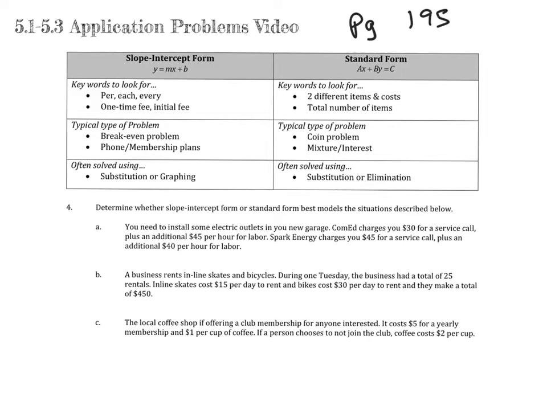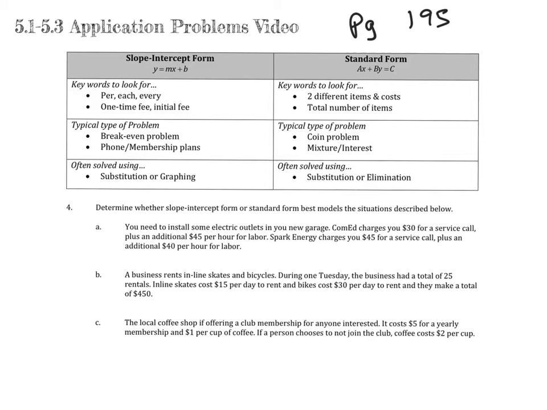So on this page 195, we've got a little table at the top that talks about some application problems and some keywords and some key ideas to think about. So when we're doing application problems for systems, we're usually going to write an equation in one of two forms, either slope-intercept form, so we'll write something that goes y equals mx plus b, or standard form. So we'll write something that goes ax plus by equals c. And this is really the first time we're actually writing equations in standard form. And they turn out to be pretty easy to write. You just have to know what to look for.